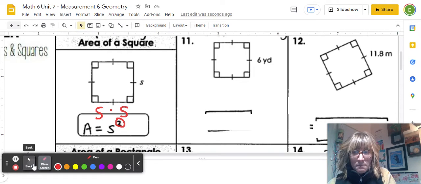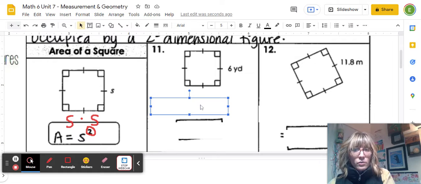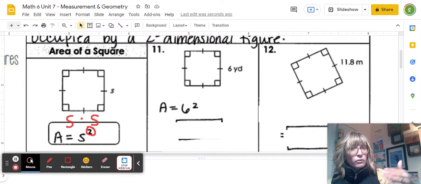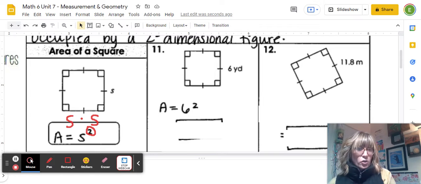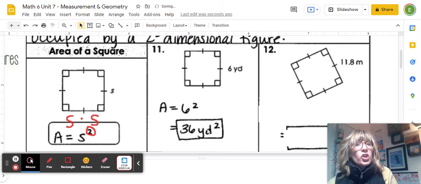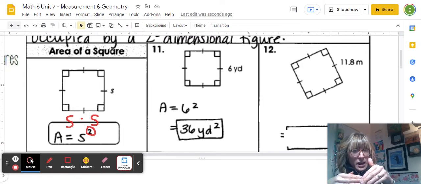So if we put some numbers to it, over here we are given that the side length of each of the sides of the square is 6 yards. So we could say that the area is the same thing as 6 times 6, or 6 squared. When we solve that to find the specific area of that specific square, 6 times 6 is 36 yards squared. Squared because we have a length and we have a width. We have two dimensions that we're multiplying together to find the area. That's why it's squared, two dimensions.